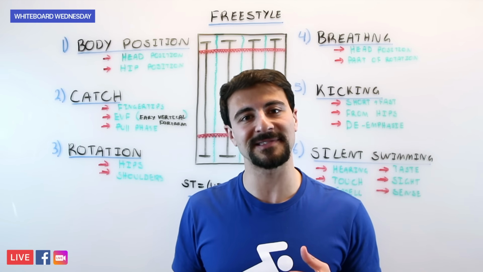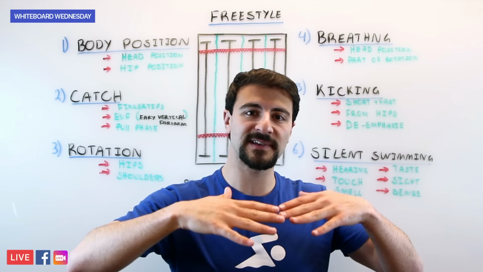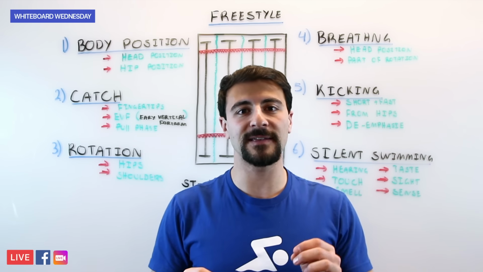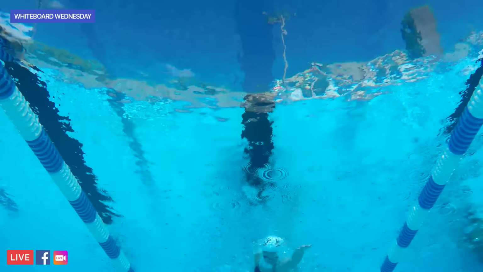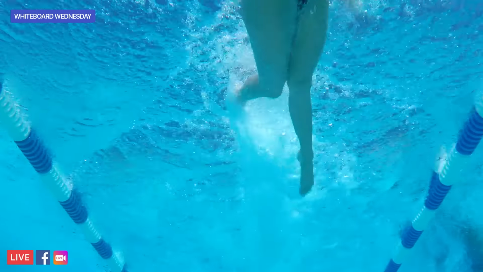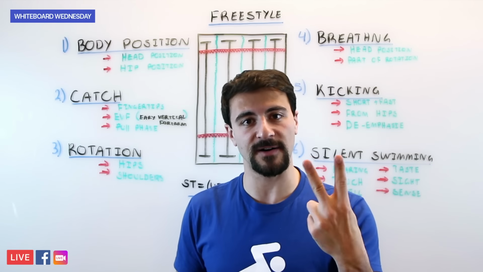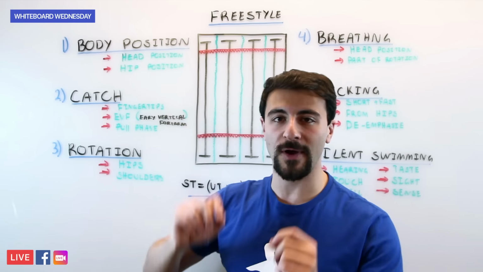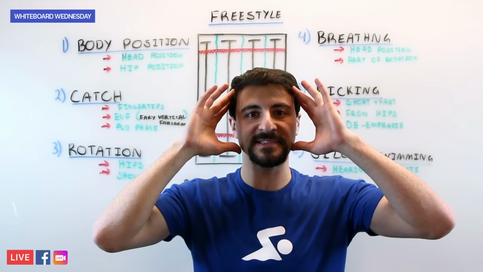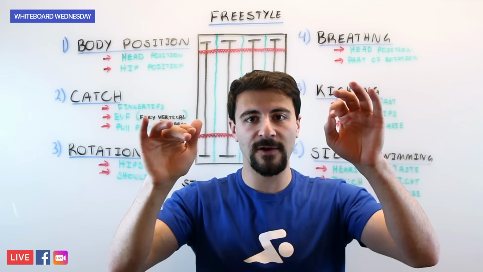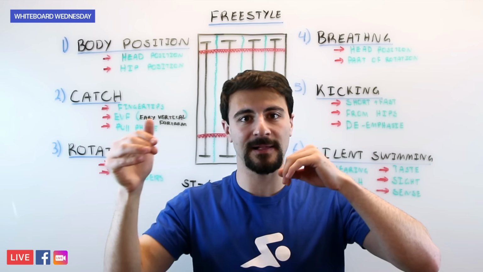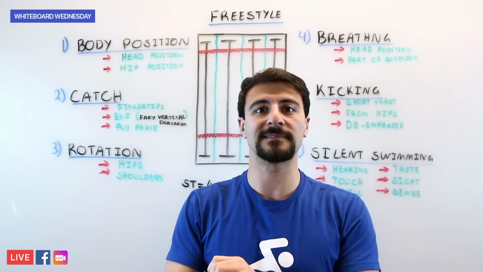So body position means how your body is positioned in the water, and ideally you're trying to decrease the amount of drag that you have. And that's determined by 2 different functions. The first is your head position. So the placement of your head and where your eyes are looking in freestyle, butterfly, and breaststroke is critical.